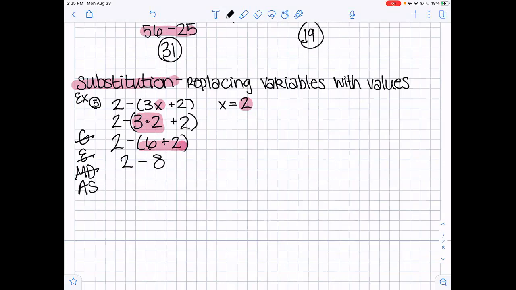We're done with multiply. Add or subtract. What's 2 minus 8? -6. Does this make sense how we're getting these? Let's try another one.